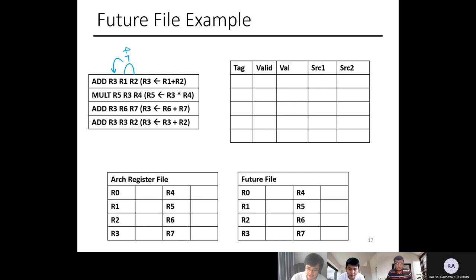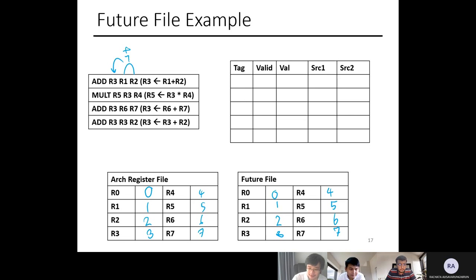Let's assume originally your architectural register file has the values 0, 1, 2, 3, 4, 5, 6, 7. Again, it's the same copy as when you boot up the machine. Let's assume it originally has these values. So we'll go through the example of how this is done. What do we do first? We want to process which instruction? Add R3, R1, R2.